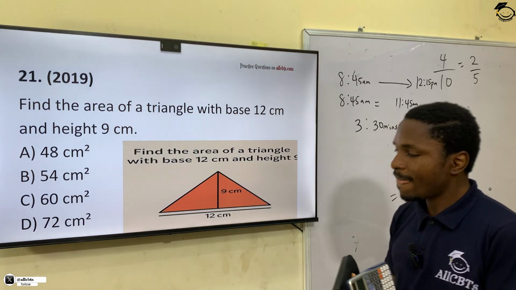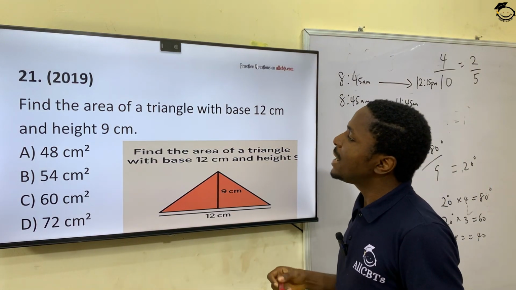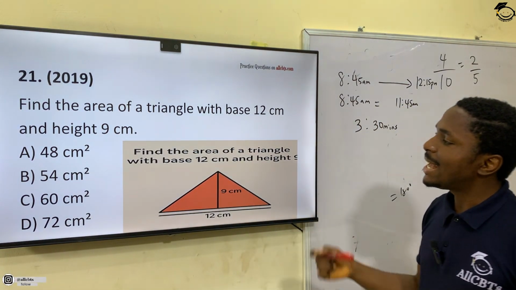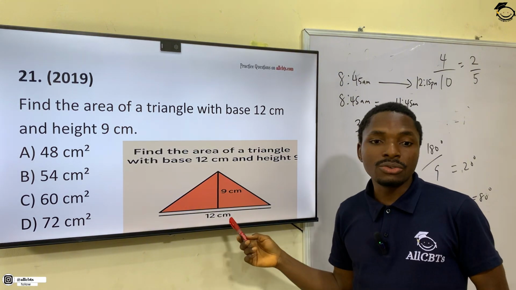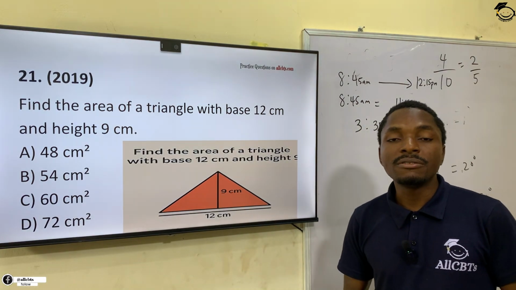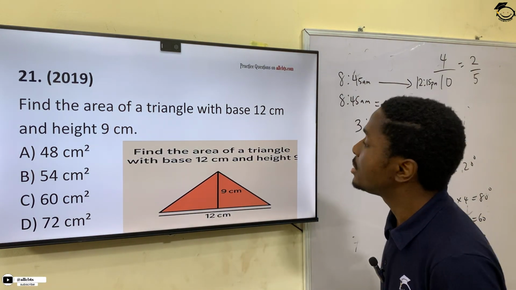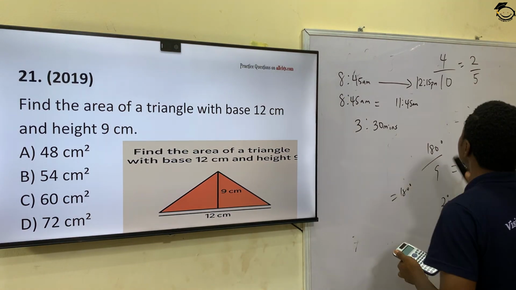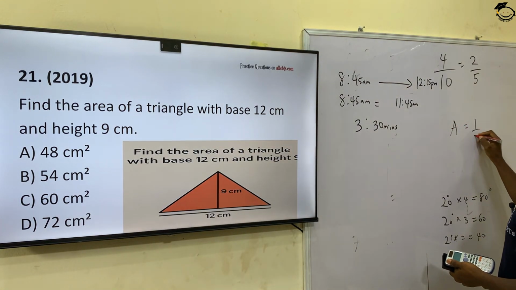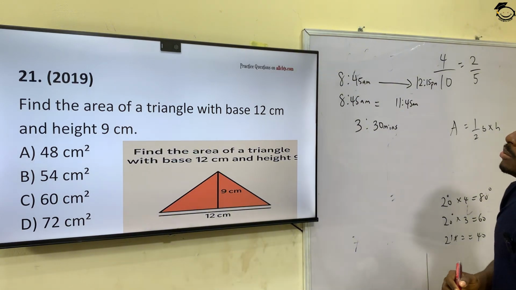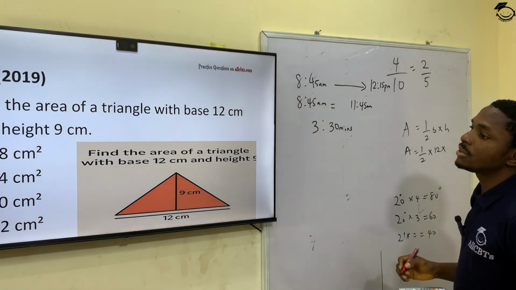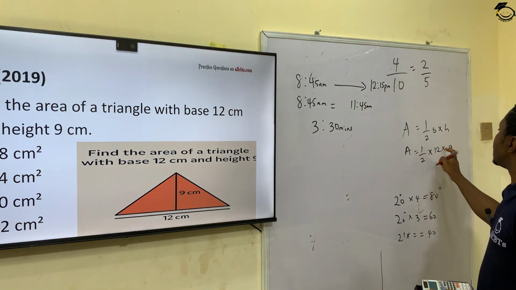Alright. Question 21. Find the area of a triangle with base 12 cm and height 9 cm. So this is a triangle here. Okay? Base 12, height 9. And what's the area for a triangle? Half base times height. So the area of a triangle A equals half base times height. So base is what? 12. A equals 1 over 2 times 12 times 9. 1 times 12 times 9.